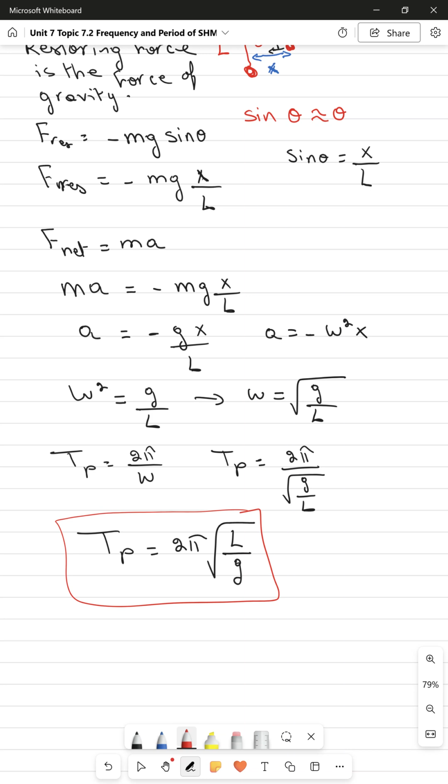Now for the frequency, it will be the same, you can just put it as 1 over T. If you want to find the frequency for either case, just put 1 over T and we can flip this equation. That's it for 7.2.